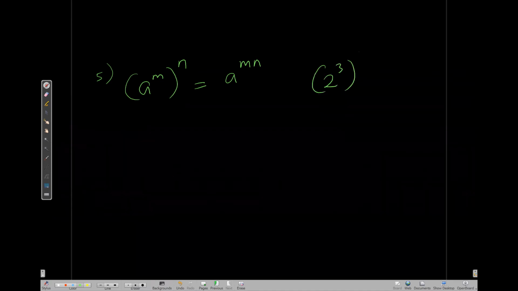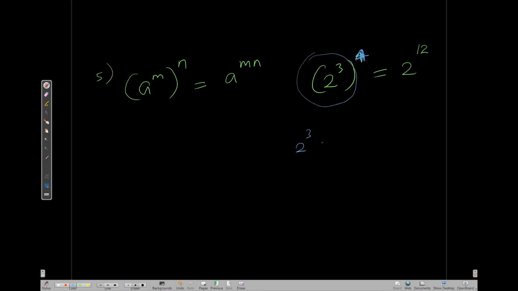And next property number 5. A to the m, times n with a parenthesis. Now this is, as you may have expected, a to the mn. Now this case we multiply. Why? Let me explain. 2 to the 3, 4. According to the rule, it's 2 to the 12. Now let's see. So 2 to the, now, okay, listen carefully. This 4, this blue color 4, means I have this guy 4 times. So 2 to the 3, 4 times.